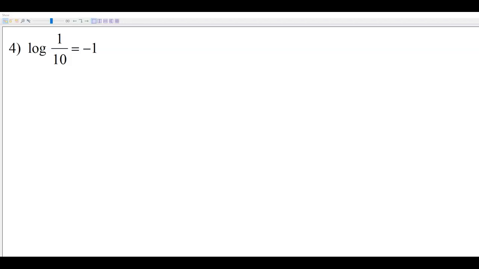Here's another one. You'll notice that this one doesn't seem to have a little base number right here. When that happens, that means that it's 10. So, writing this in exponential form, I would get rid of the log and I'd write that base number. And then I would switch these two things around. So I put the -1 here and the 110 here. There you go. So that's number 4. Let's go ahead and take a look at number 6.